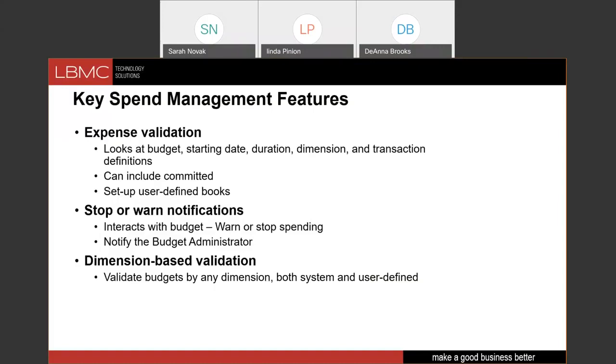It can also include committed. So if you're using committed and you've possibly set up a user-defined book for committed expenses, that's an option you can turn on in the configuration as well. Again, you have the ability to stop or warn. And one of the things that I've learned over the course of the last 2 or 3 years is most people are setting this to a warning and not a hard stop. Either way, if you reach that threshold, it has a way automatically in the background through workflow to notify the budget administrator. And then, of course, you have dimension-based validation.